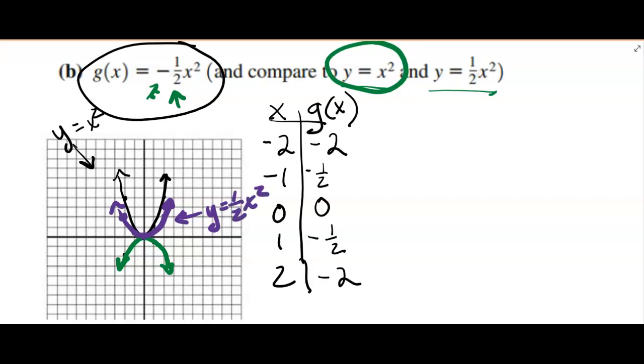So when we compare them, you look at the original, this one, and it's just a regular parabola. The purple one is shrunk. It's like compressed, like somebody sat on it. And then the green one, because of that negative sign, it's upside down. It's reflecting about the x-axis.